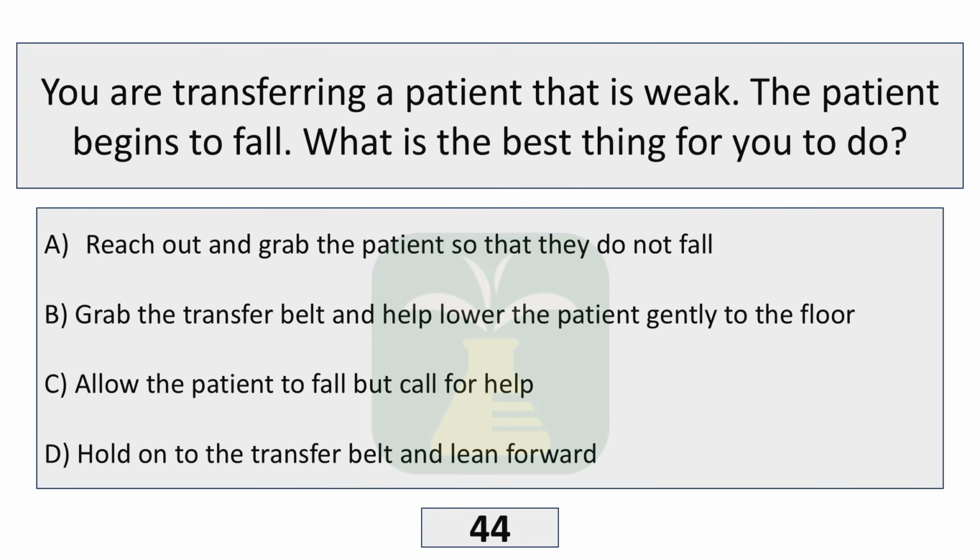You are transferring a patient that is weak. The patient begins to fall. What is the best thing for you to do? A. Reach out and grab the patient so that they do not fall. B. Grab the transfer belt and help lower the patient gently to the floor. C. Allow the patient to fall but call for help. D. Hold on to the transfer belt and lean forward.